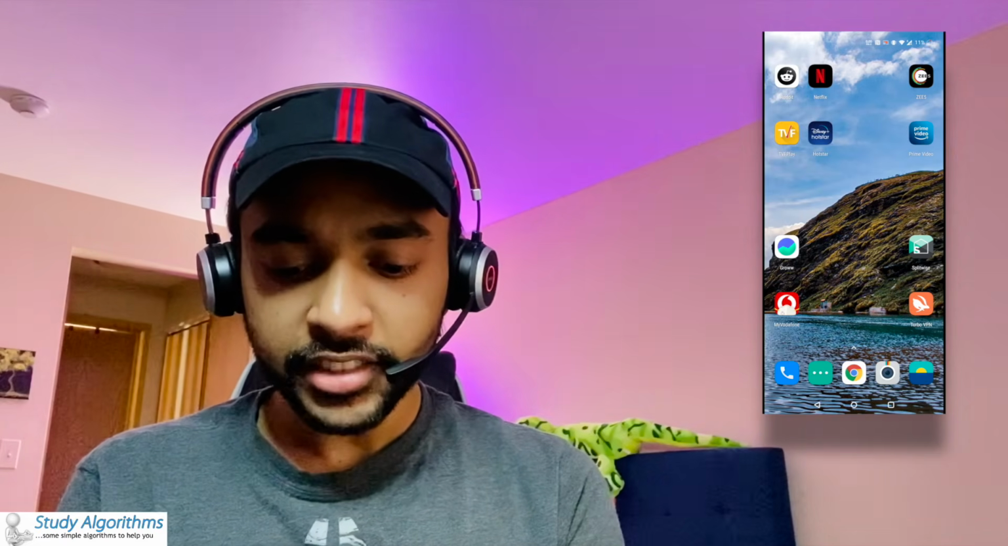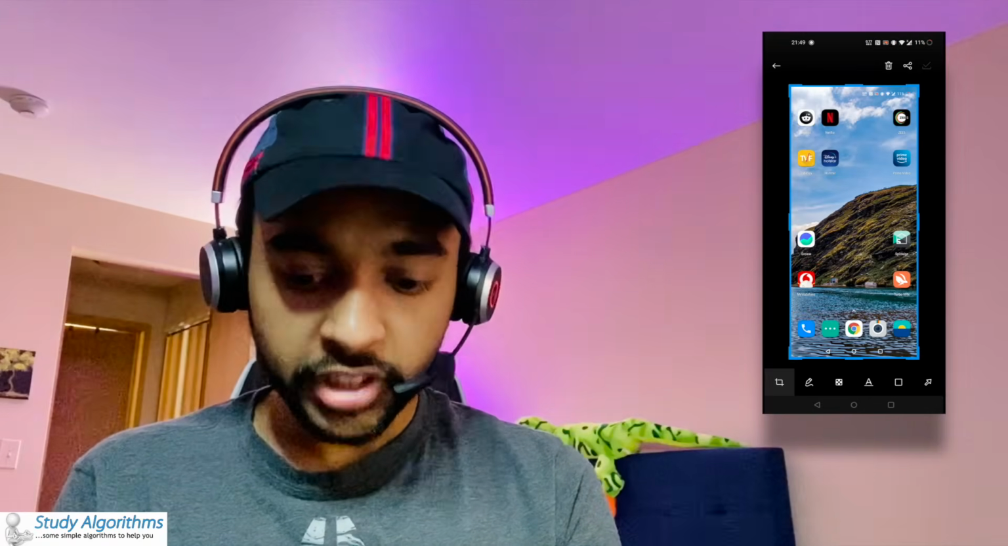Or let us say I have this mobile phone with me. You might have taken screenshots, right? So what happens if I take a screenshot and then I again take a screenshot of the screenshot and I keep doing this again and again. So what I'm doing here is I'm taking a screenshot and I'm taking a screenshot of the screenshot and then once again I take a screenshot. What is happening here is that it is a repetitive structure.